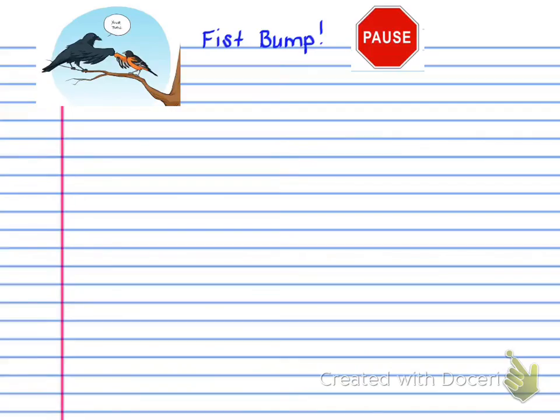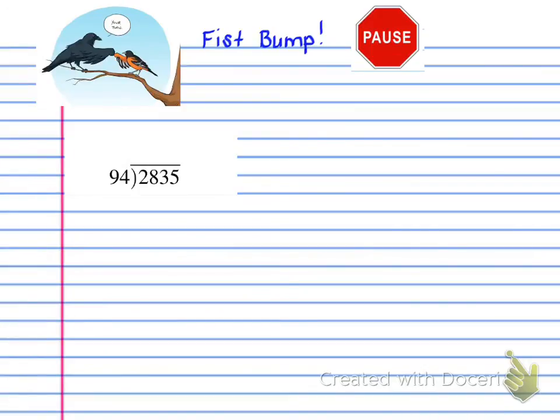So as you can see, now it's going to be your turn. I've got this little bird up here. He's doing a little fist bump. So you want to pause the video in just a moment, and you want to go ahead and work out 2,085 divided by 94. So you want to make sure that you pause the video now, because I'm about to go on to the answer. So you don't want to see the answer yet. You want to work the problem out on your own. So go ahead and do that now.